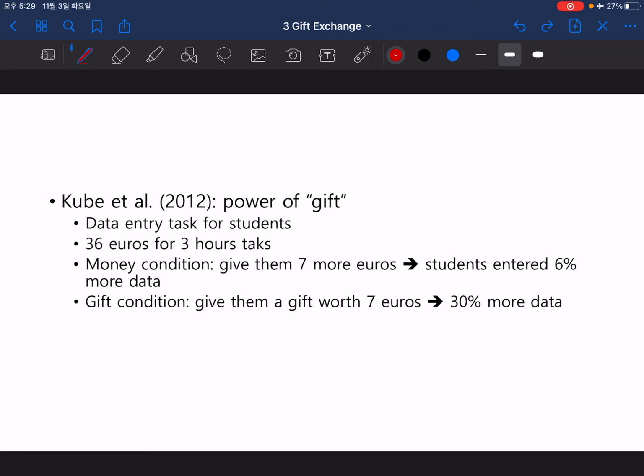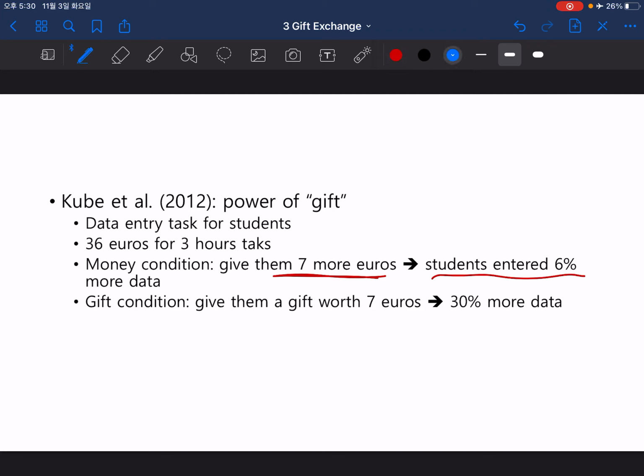In one group, this is called the money condition, they surprisingly give them 7 more euros. Initially students come here knowing that they're going to get 36 euros for a 3 hour task, but the researchers gave them 7 more euros. This can be considered a gift, and actually this is a monetary gift, money. According to the gift exchange idea, we can imagine students are going to reciprocate by working harder. It turns out students entered more data, about 6% more data.